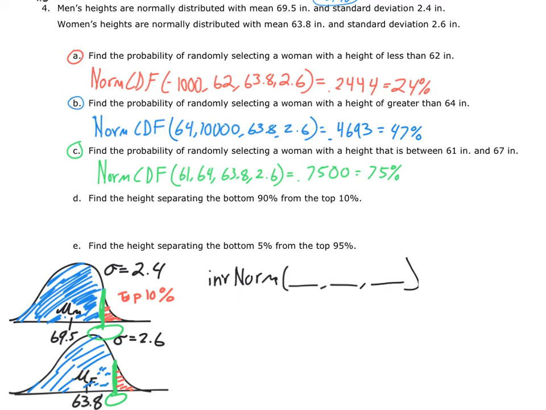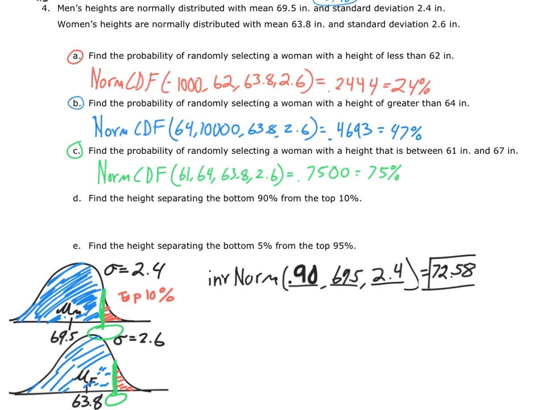If I'm looking for the bottom 90%, I'm going to look for the area to the left. So it's going to be that blue area, which is that bottom 90%. So I'm just going to type in 0.90 as my area. My mean and my standard deviation are going to change depending if I'm doing the female or male. I'll just write up the male here, 69.5 and 2.4. Once I type that in, I should get a value of 72.58 when I round that. And you should be thinking to yourself, what is this value?